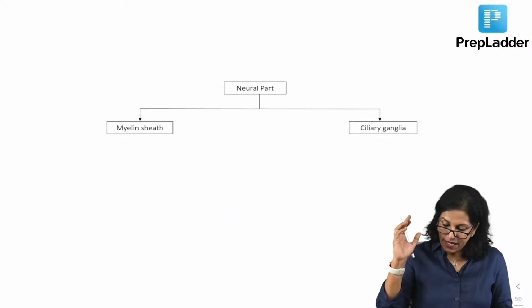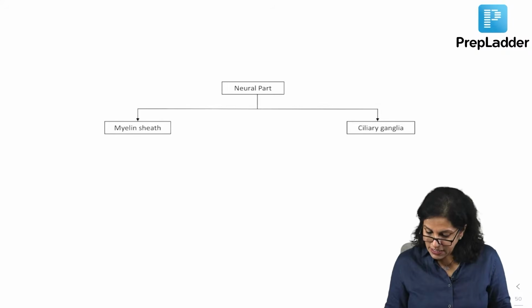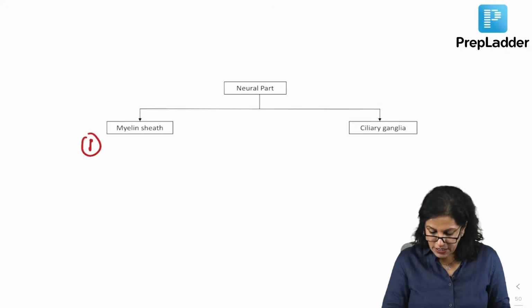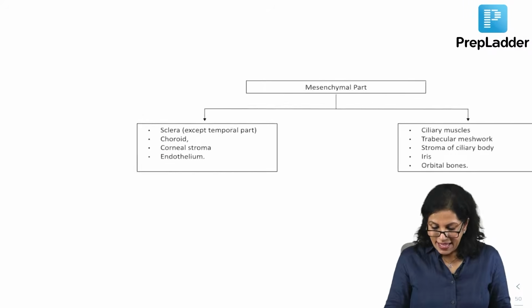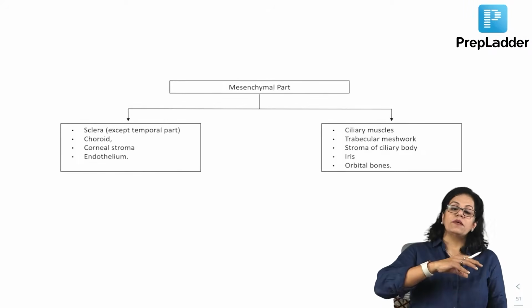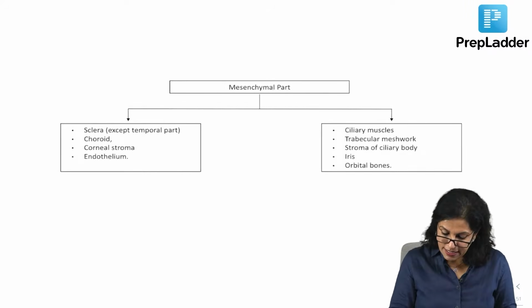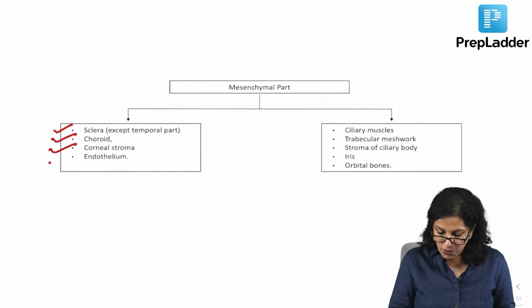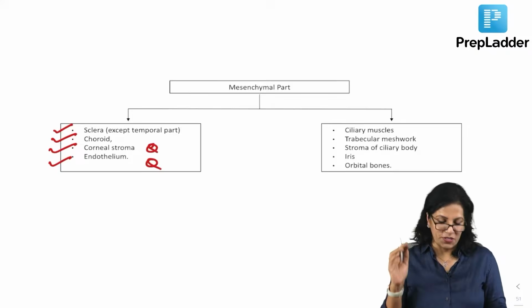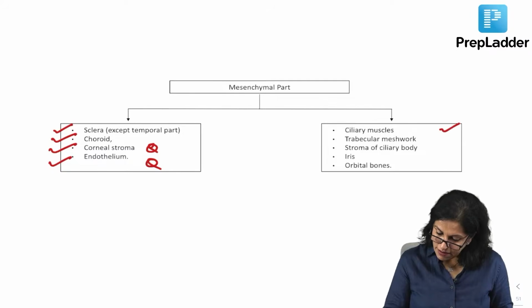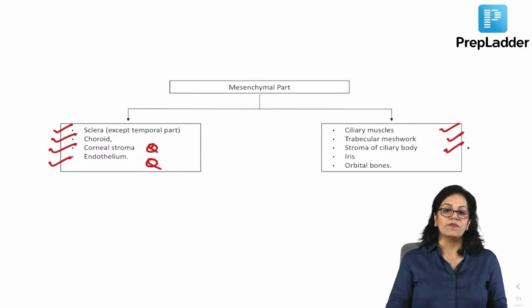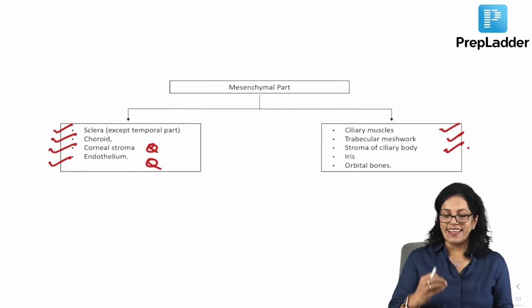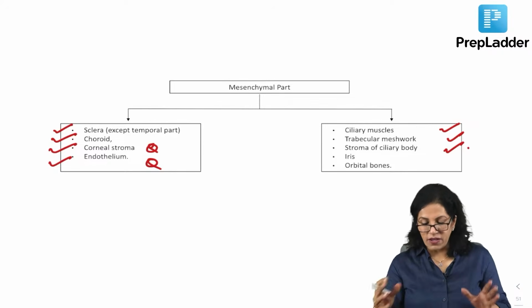Right? Third, we come to neural crest. Neural part: myelin sheath and ciliary ganglia. Mesenchymal part: just remember neural crest makes all the coverings. Sclera, except the temporal, which develops from mesoderm, then choroid, corneal stroma, corneal endothelium. Corneal stroma and corneal endothelium again are your exam questions. And ciliary muscles again, neural crest, trabecular meshwork, stroma of ciliary body, iris and orbital bone. Don't mug it up. If you read it again and again, you will understand. So, neural crest mainly makes all the coverings.